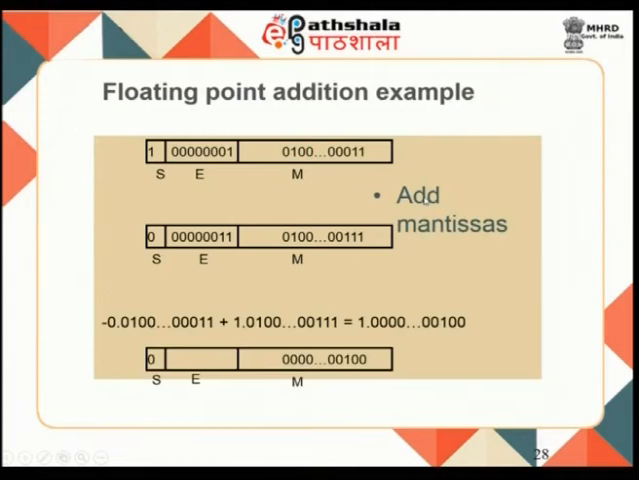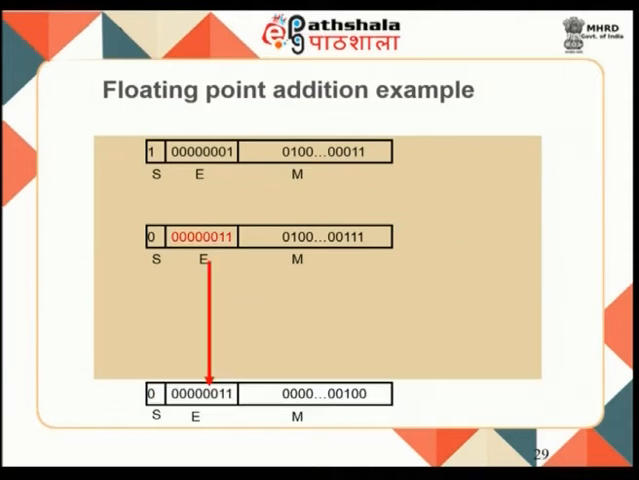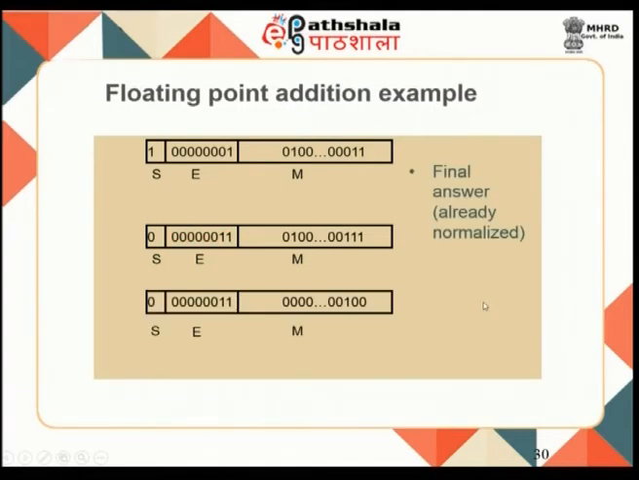After having shifted the values, you will have to add both the mantissas, and the exponent is taken as the larger of the exponents. So, tentatively you fix this as the exponent value and check whether the result is already available in the normalized form, or whether you will have to normalize it further. If it is not available in the normalized form, you will have to normalize it, but here you find that the final answer is already normalized. So, that is the result.